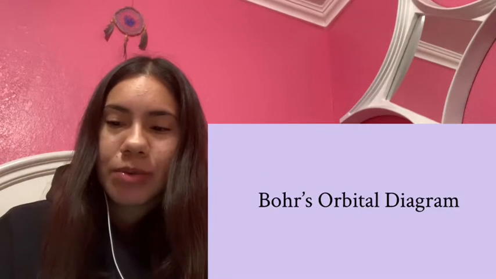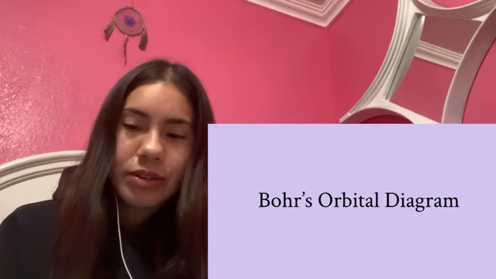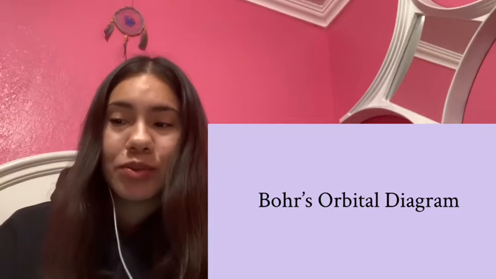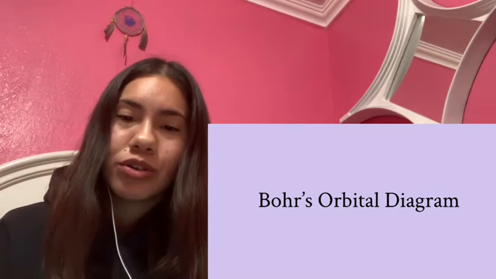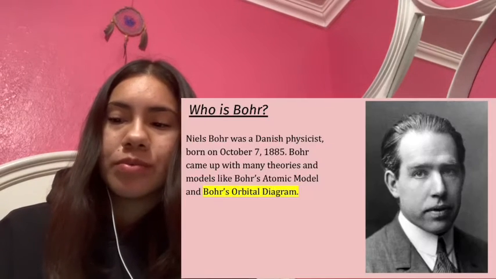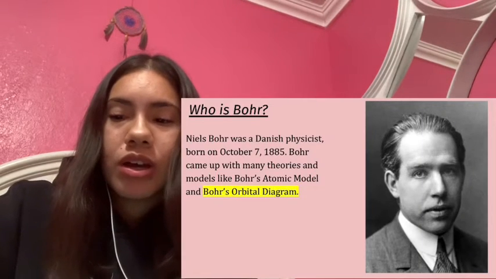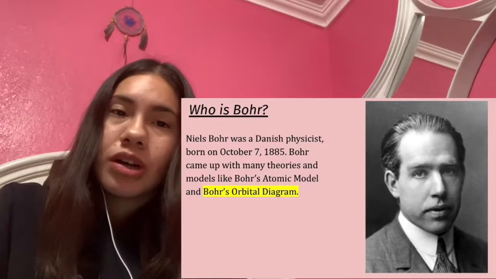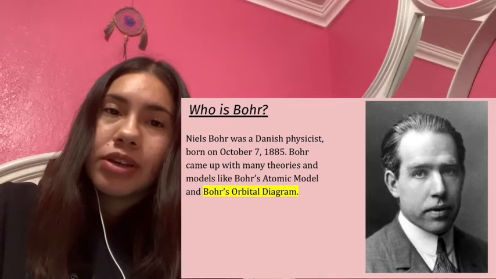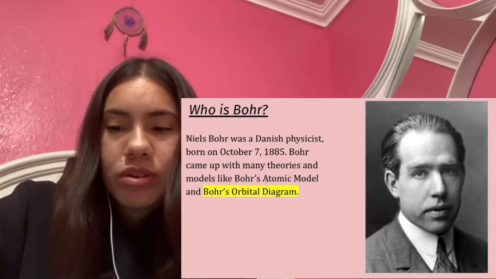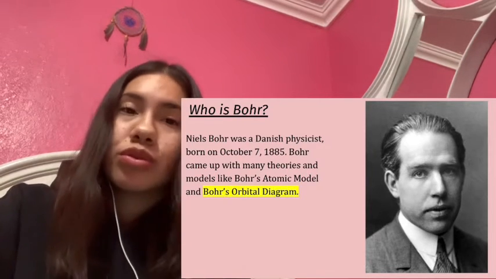So we're going to begin with Bohr's orbital diagram first. Before we get into how the diagram looks and how to draw it, we first want to know who came up with the diagram. So who is Bohr? Niels Bohr was a Danish physicist born on October 7th, 1885. Bohr came up with many theories and models like Bohr's atomic model and Bohr's orbital model, which we are going to be looking at today.